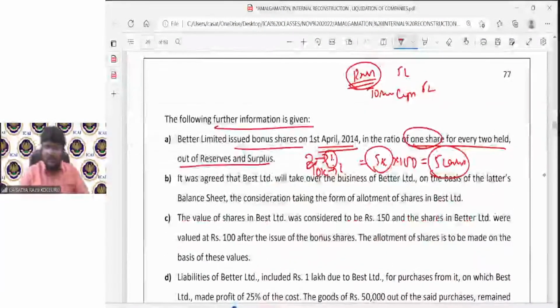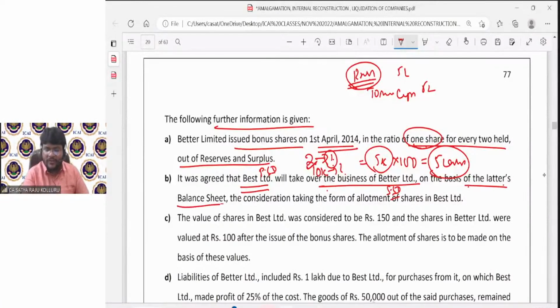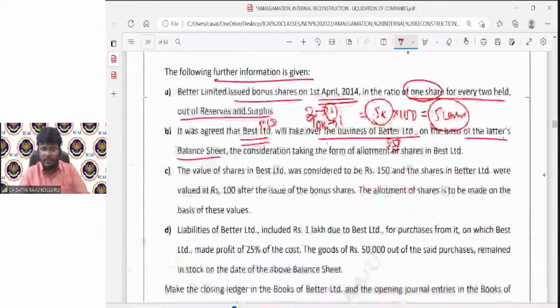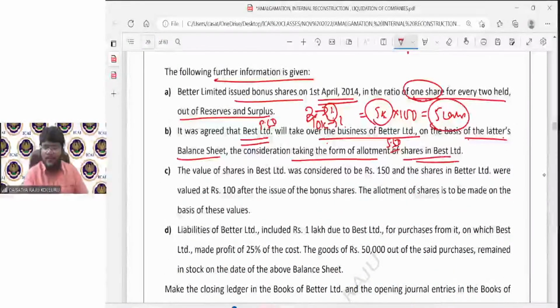Fine. Next, further, it was agreed that Best Limited will take over. Best Limited is a purchasing company. It will take over the business of Better Limited. Better Limited is a selling company, on the basis of the latest balance sheet. Latest balance sheet means after increase of share capital and decrease of reserves and surplus. The consideration takes the form of allotment of shares in Best Limited. Simply, Best Limited is allotting certain shares.